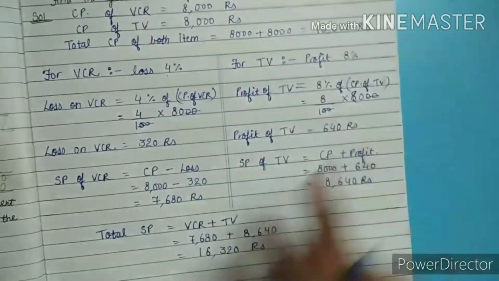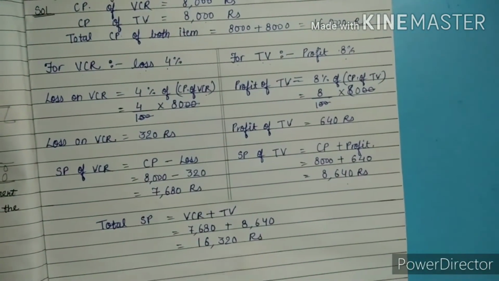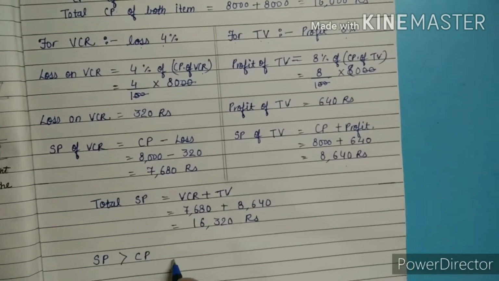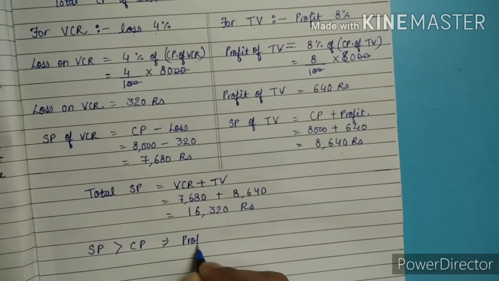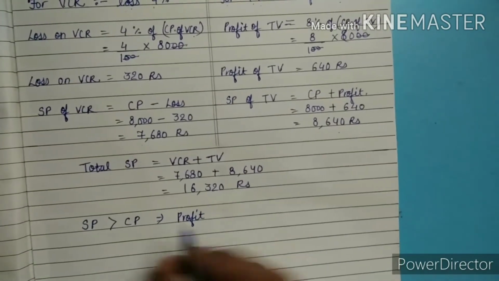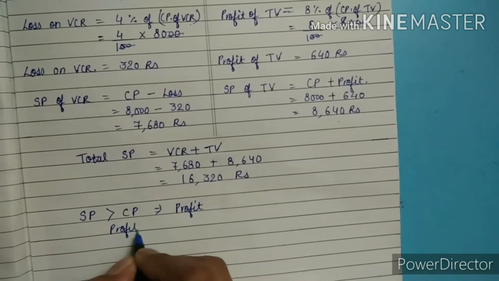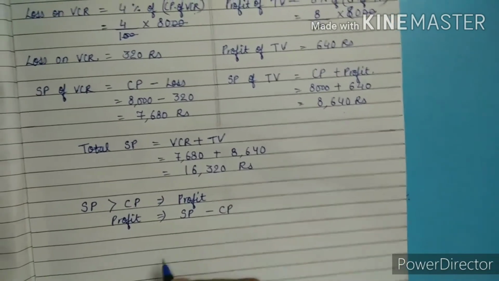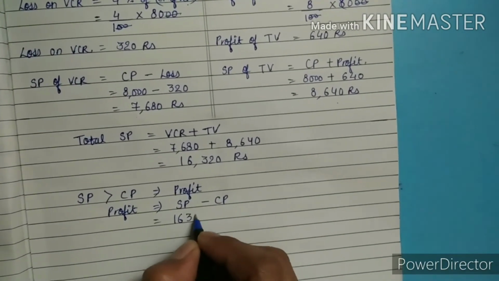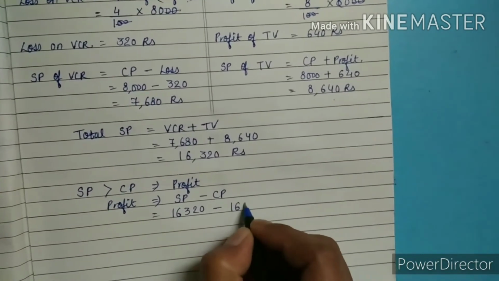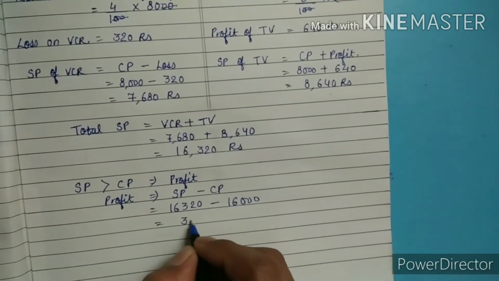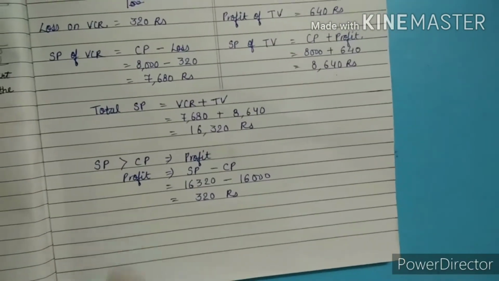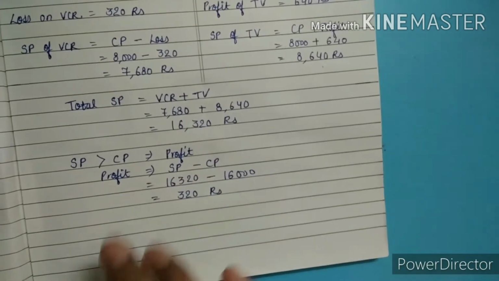Here is total selling price as 16,320 rupees and cost price of both items, that is 16,000. Total cost price is 16,000. Total selling price is 16,320. You can see selling price is greater than cost price. It means we will get profit, and profit can be found from selling price minus cost price. Selling price is 16,320. Total cost price is 16,000. After subtraction, we will get 320 rupees. We know this is the profit. Profit is happening in this problem.